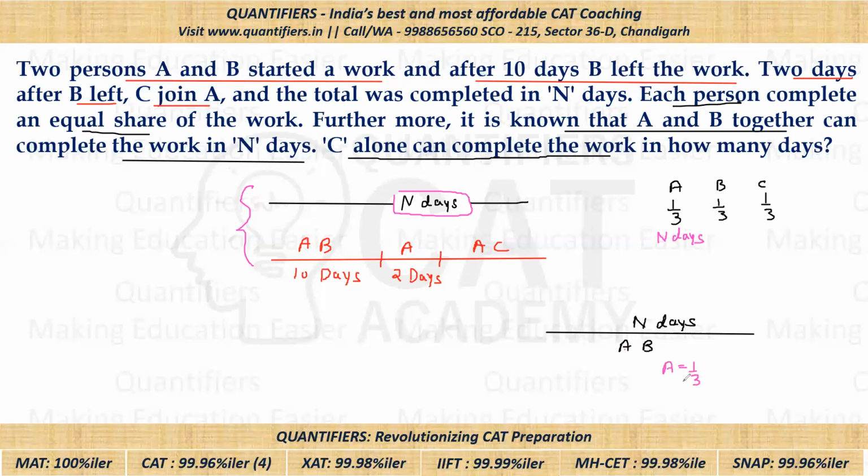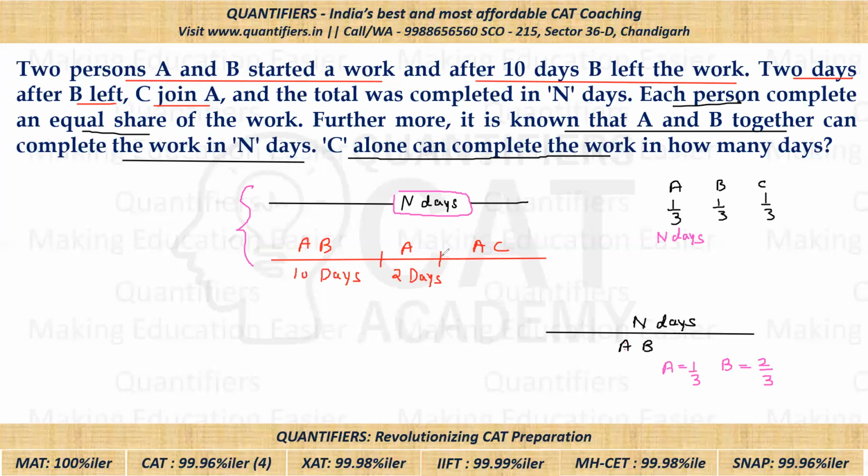Now students, if A has done 1/3 of the work, that means the remaining work must have been done by B. So B has done 2/3 of the work. Now B is doing 2/3 of the work in N days, right? Because both A and B are working for N days. A has done 1/3, so B must have done 2/3.